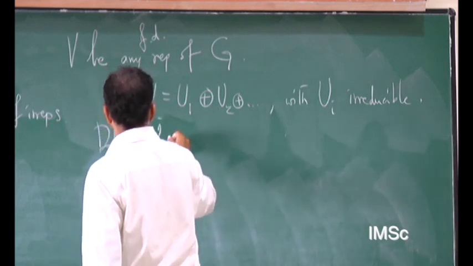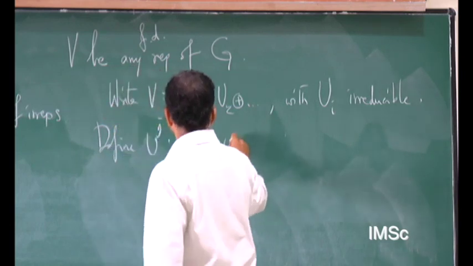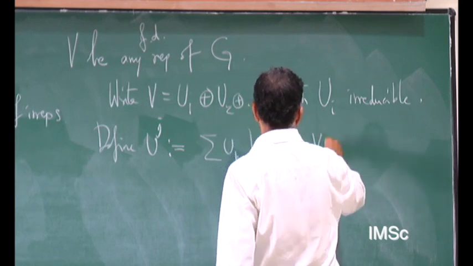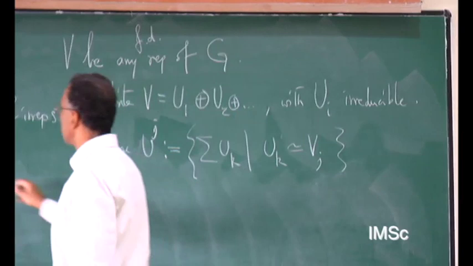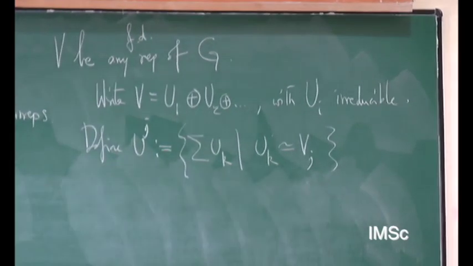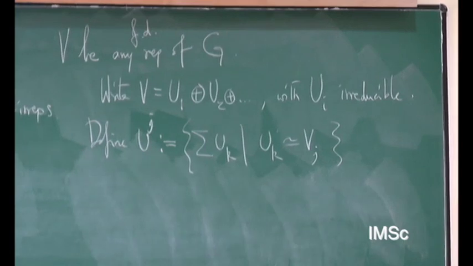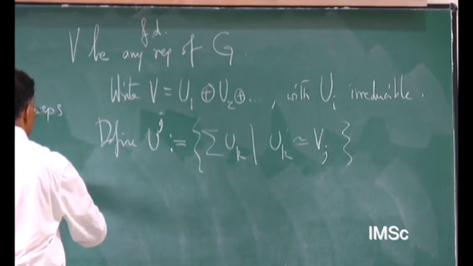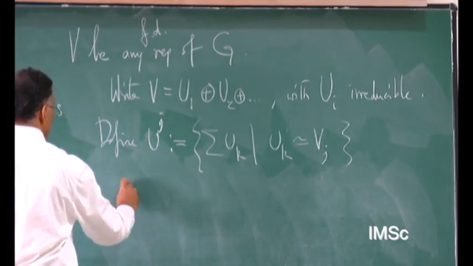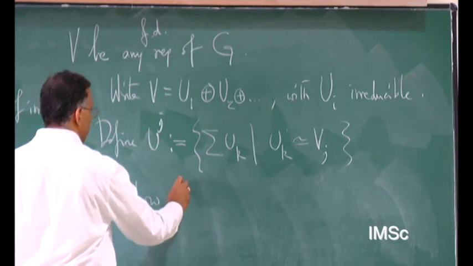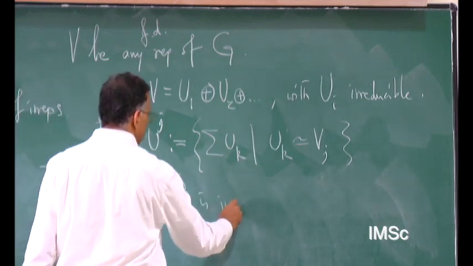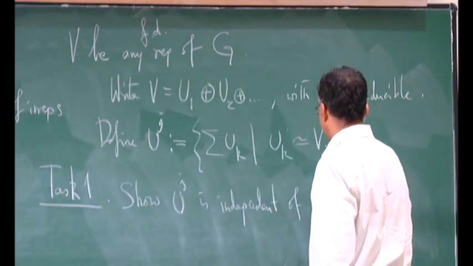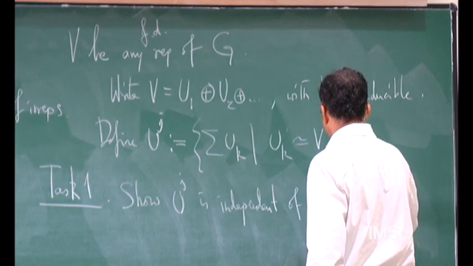Now define U upper j to be the sum of all those U sub k such that U sub k is isomorphic to V sub j, where V sub j is this particular irreducible representation. So the claim, which was task 1 and which we finished, was: show that U upper j is independent of the choice of the decomposition.